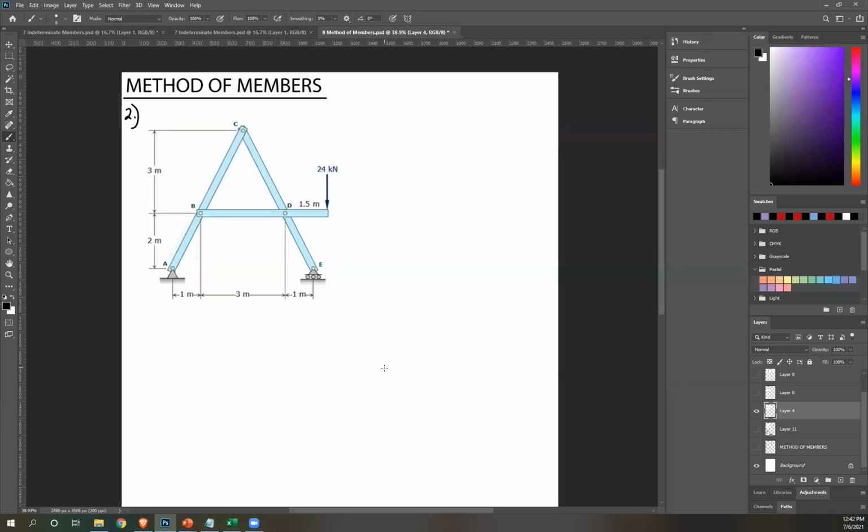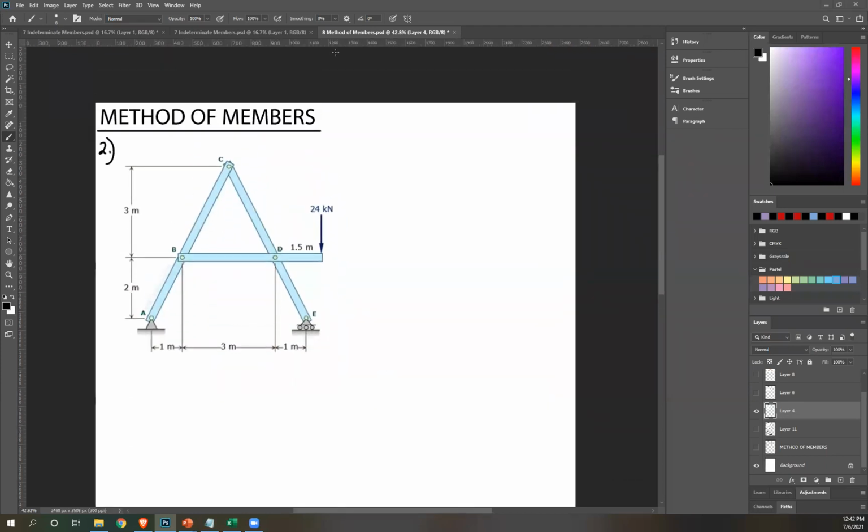We have this. We isolate AC. We have something that looks like that. This is A, right? And then this is C. And then we also have a point B here.